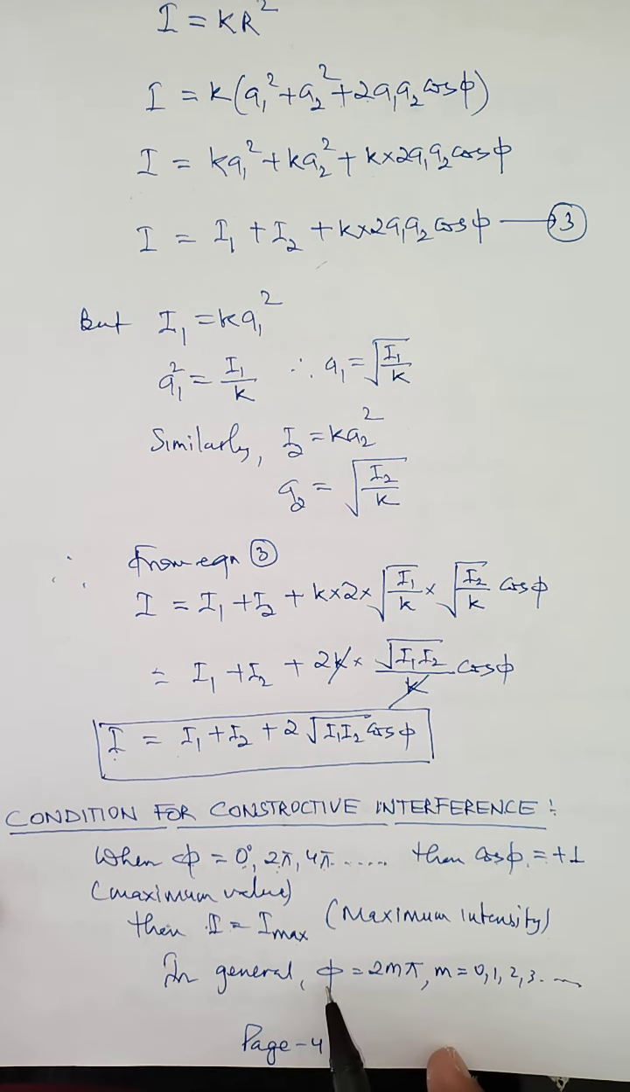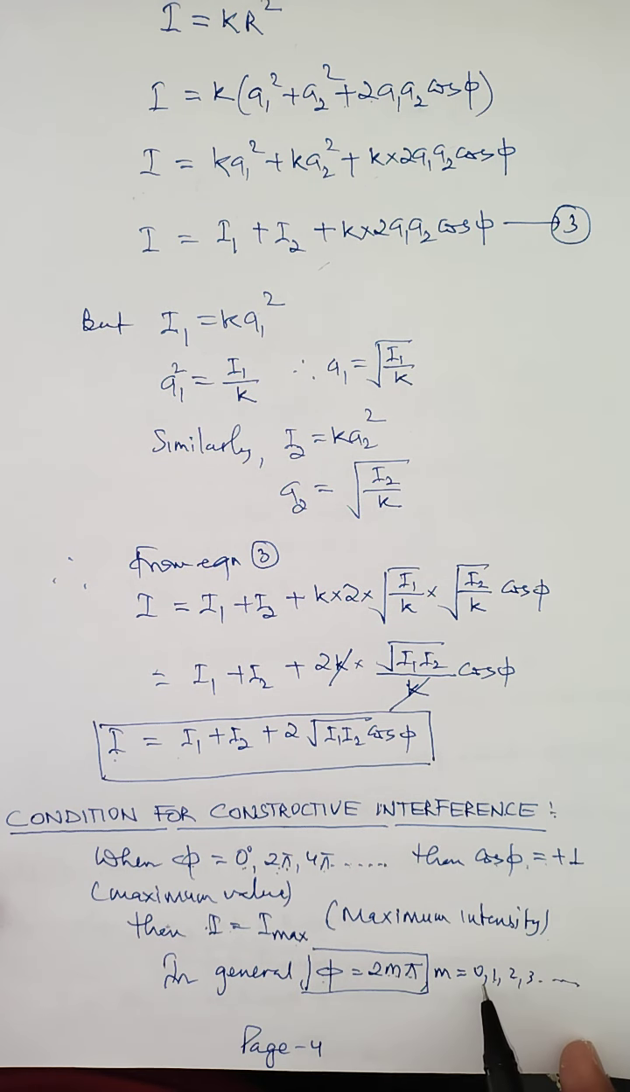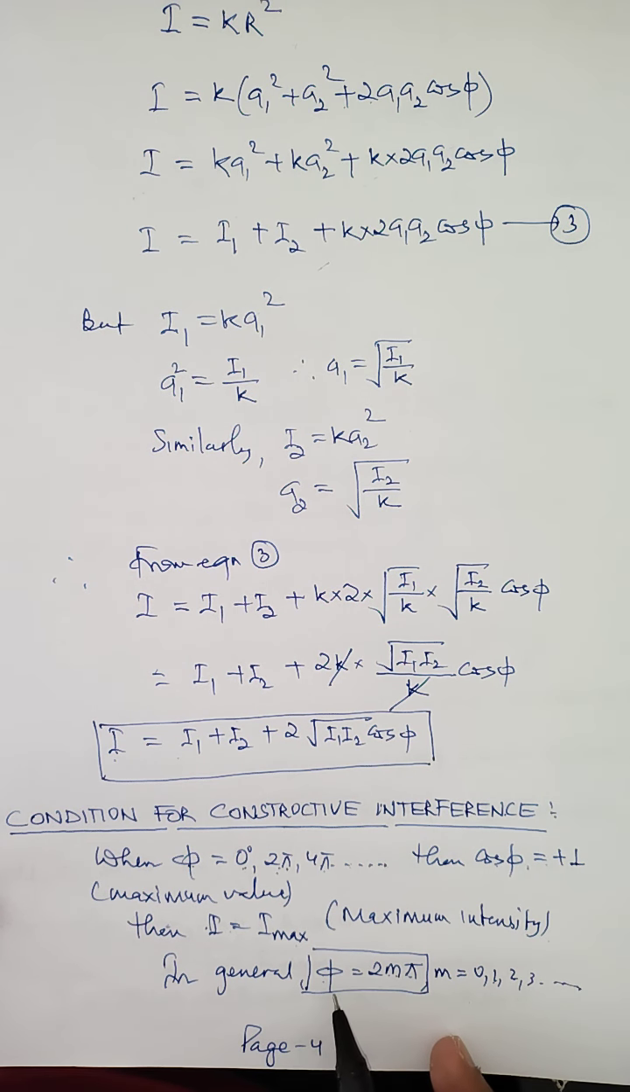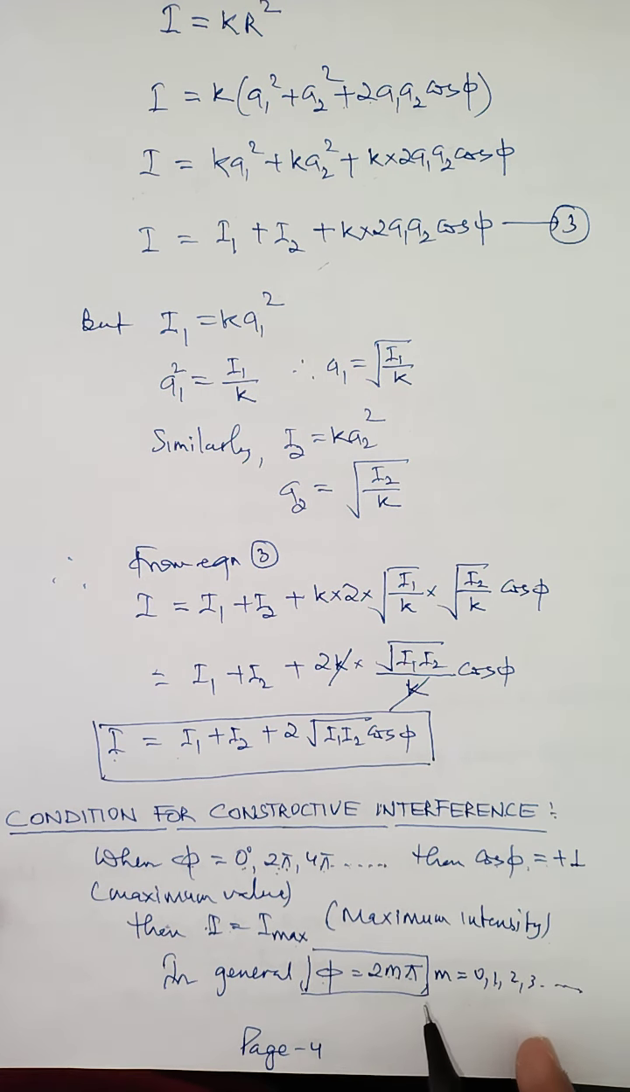Means if m is 0, that means phi is also 0 degree. When you put m equals 1, then phi is 2 pi. When you put m equals 2, then phi is 4 pi. That means when phi is 2 m pi, this is the condition. Then m is 0, 1, 2, 3, and phi which gives you 2 m pi gives the maximum intensity.